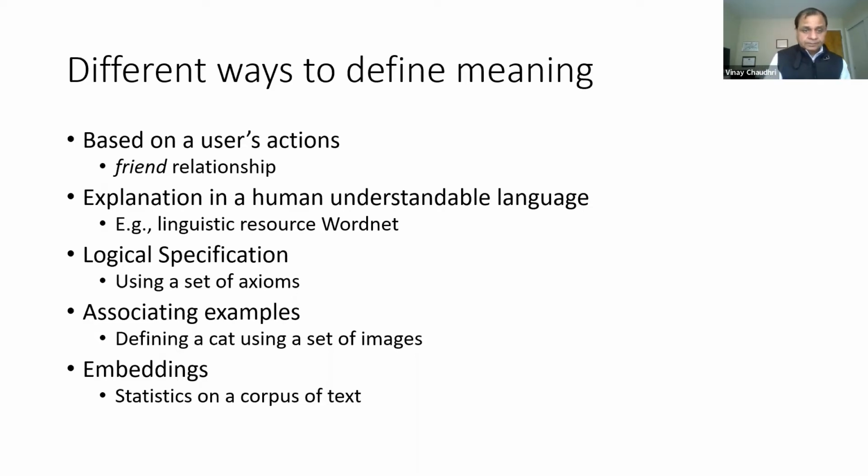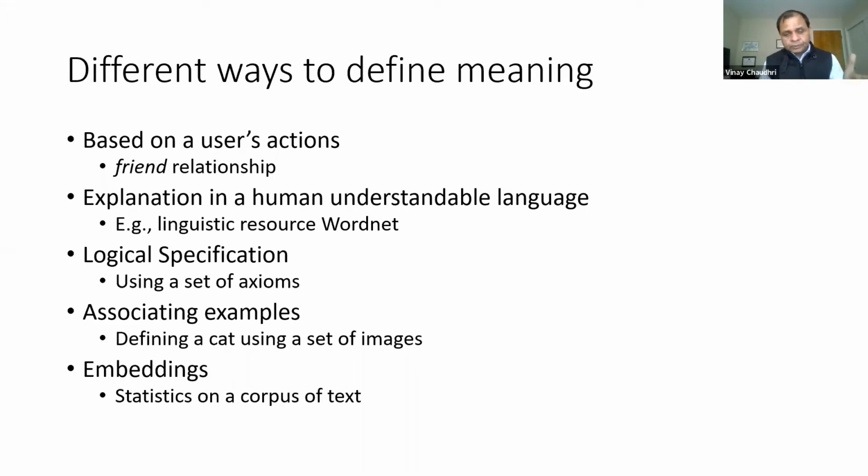We can also define meaning using a set of examples. So let's say in our knowledge graph, we have a concept called cat, and we want to define its meaning. We could associate lots of cat images with that node. And we can say that the meaning of this concept cat is what is conveyed in these images. More recently, there has been a lot of interest in capturing the meaning using embeddings, which are calculated based on statistics on a corpus of text. We will be talking about embeddings later on in this lecture.